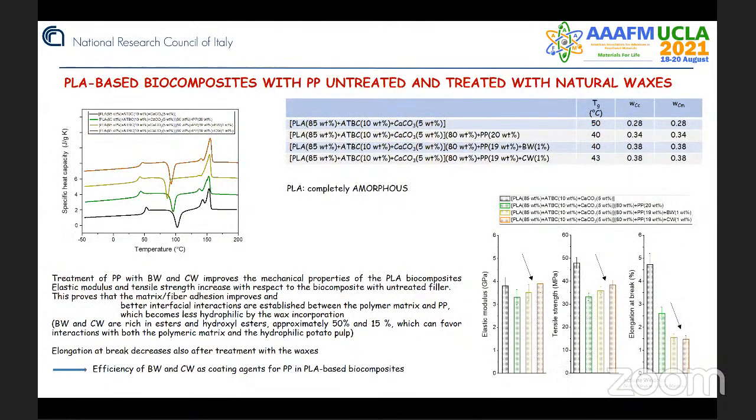When we treat the potato pulp with natural waxes, we can observe that the elastic modulus and the tensile strength increase with respect to untreated potato pulp, as we can see from the arrows. The elastic modulus becomes similar to that of the matrix without the addition of the potato pulp. This proves that better interactions are established between the matrix and potato pulp, which becomes less hydrophilic by the wax incorporation.